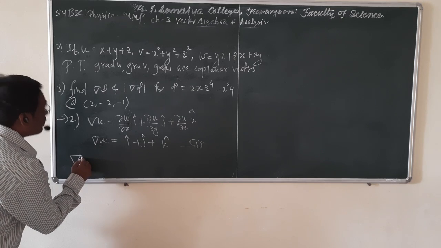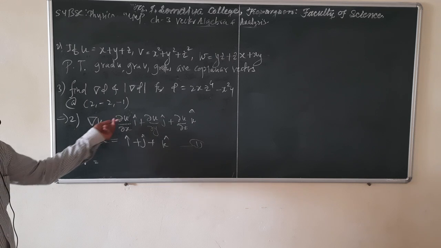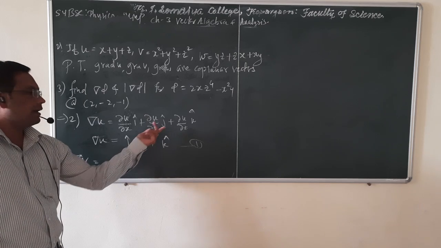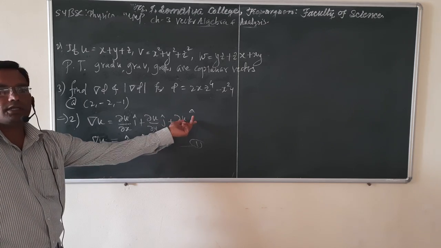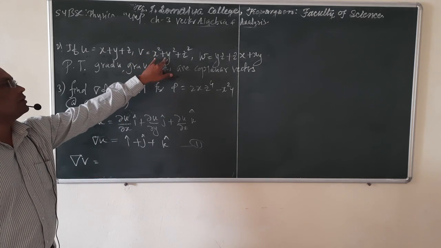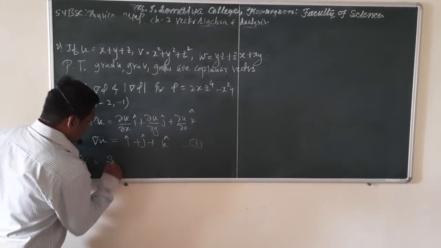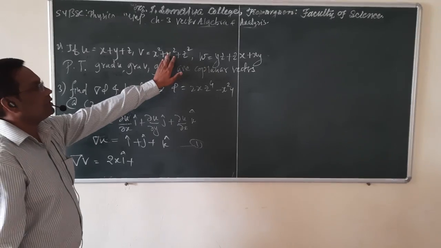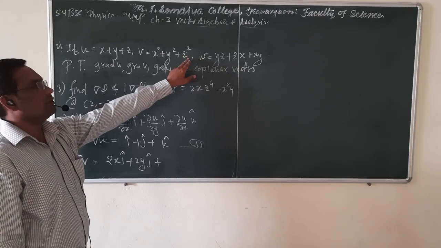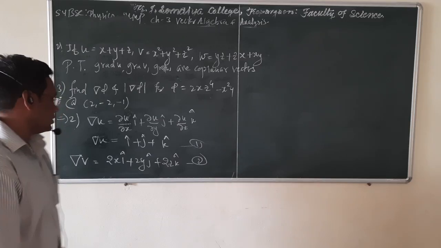Similarly, gradient of v, by definition, is partial derivative of v with respect to x i cap, partial derivative of v with respect to y j cap, partial derivative of v with respect to z k cap. Now we take the partial derivatives directly. With respect to x we have 2x i cap. With respect to y it becomes 2y j cap, plus with respect to z it becomes 2z k cap. Call this equation 2.